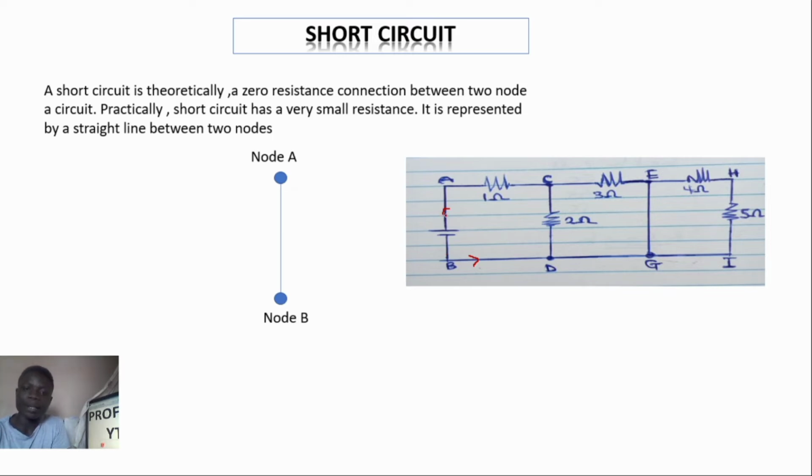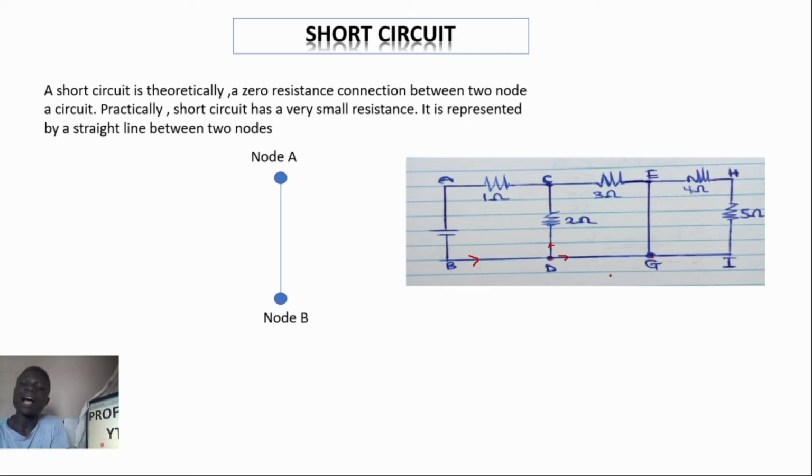Now the electric current moves from this side. When it gets to these nodes, it divides. But when it gets to this junction, or this node, from this side to this side is a short circuit.